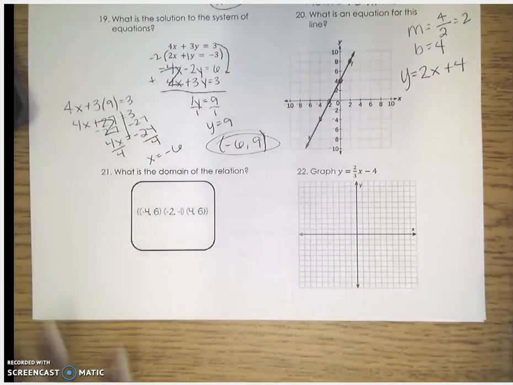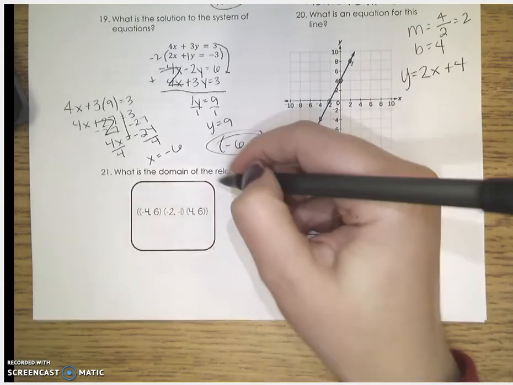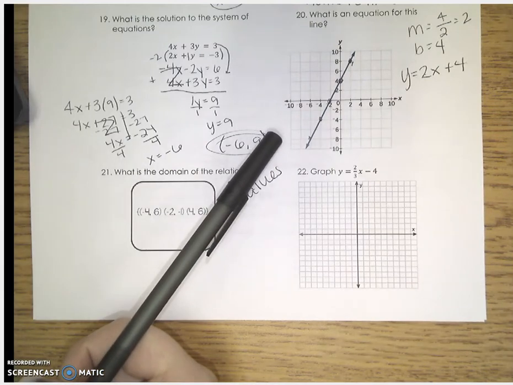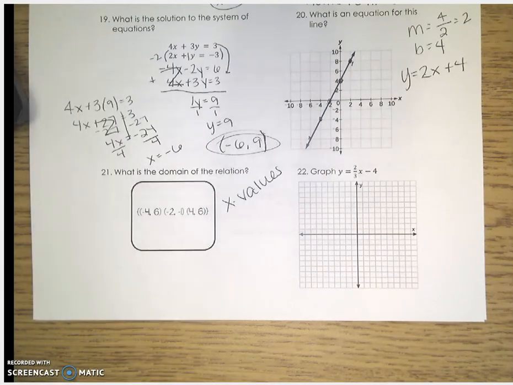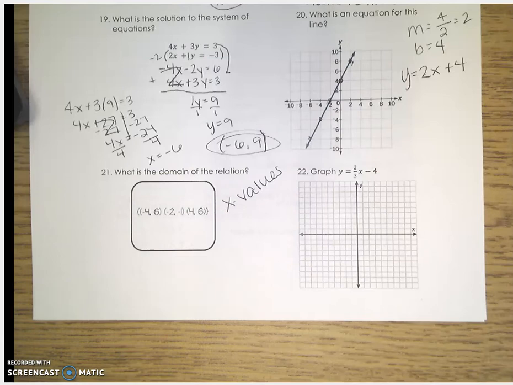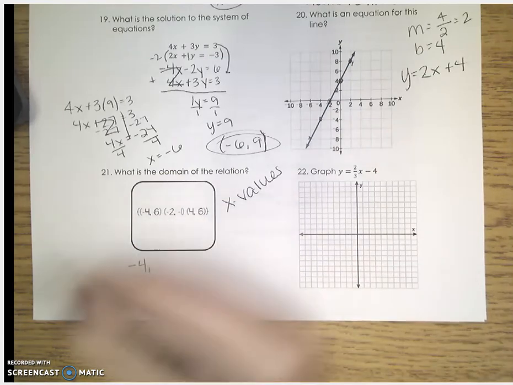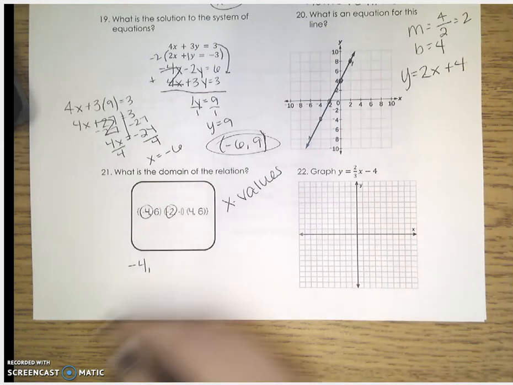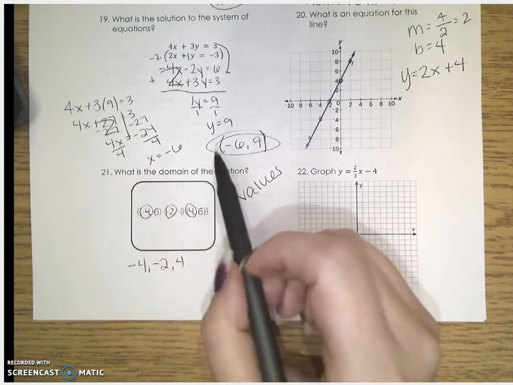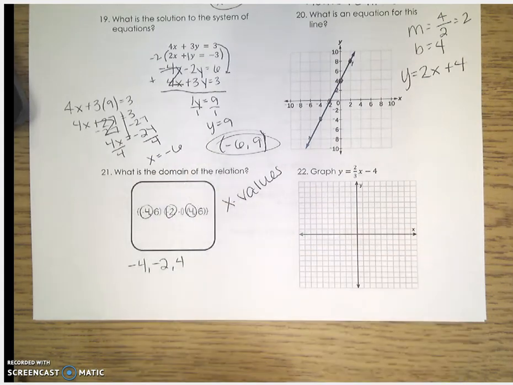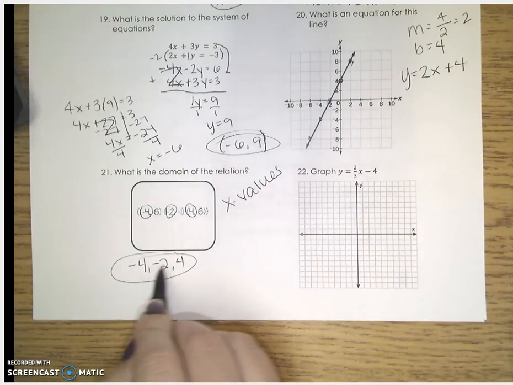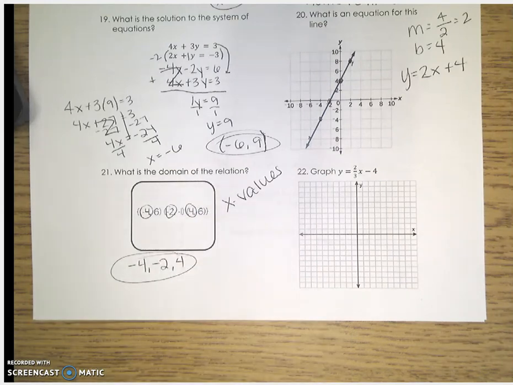21 asks us for the domain of this relation, and the domain is all of our x values. Remember I told you that domain and range are in alphabetical order the same way x and y are in alphabetical order. So because I'm looking for my x values, all I'm going to do is list out my x values that are given to me. They tell me that negative 4 is an x value, negative 2 is an x value, and 4 is an x value. Because this is not a function or a table, we do not know whether or not this is a complete line. We just have these points, and these are the x values associated with this function or this relation.